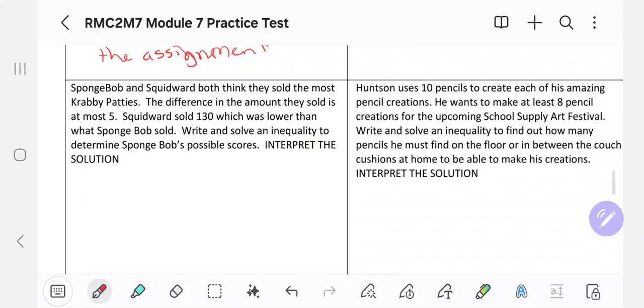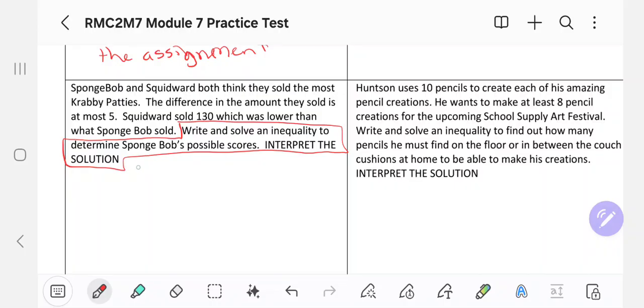Okay, two more. We're getting there. All right, we got SpongeBob and Squidward, huh? Both think they sold the most Krabby Patties. The difference in the amount they sold is at most 5. Squidward sold 130, which was lower than what SpongeBob sold. Write an inequality. Let's box it out. Okay, and so write and solve an inequality to determine SpongeBob's possible scores.